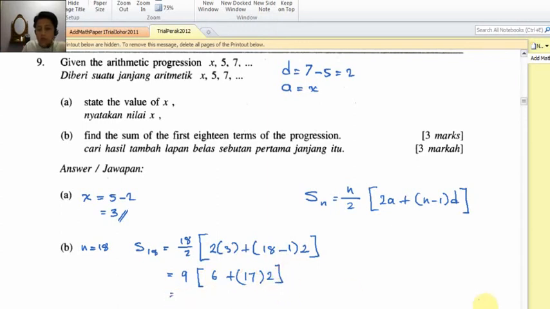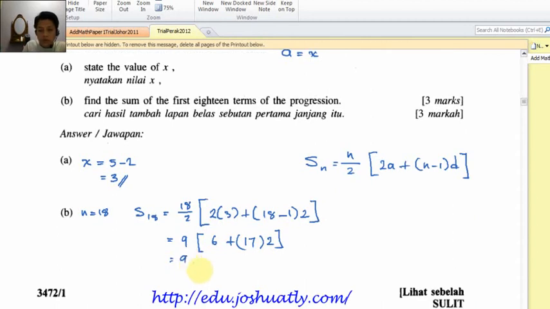So that is equal to 9 times 6 plus 34. 17 times 2 is 34, plus 6, that is 40. So this is equal to 360. So that's the answer. Move on to the next question.